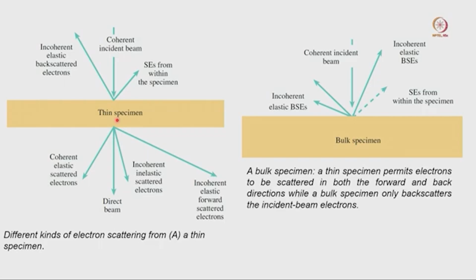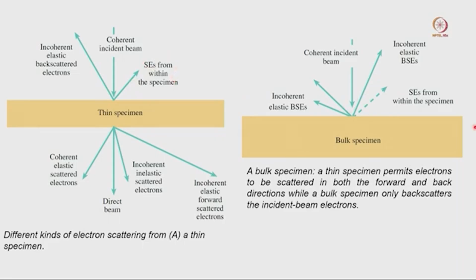One possibility is that it will directly interact with the electron and lose its energy, and the other possibility is that it is very close to the electron, but there is no interaction. When there is no interaction, there will be no loss of energy. So, we can expect a coherent elastic scattered electron, an incoherent inelastic scattered electron, and an incoherent elastic forward scattered electron. The other two are the backscattered electron, that is, the incoherent elastic backscattered electron, and the secondary electron from the specimen.